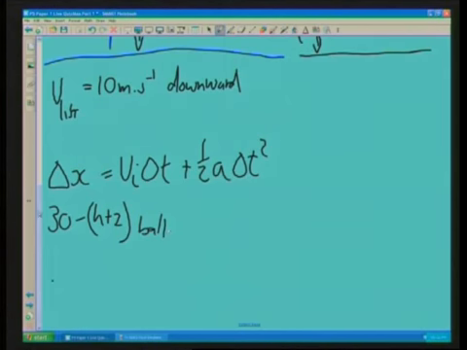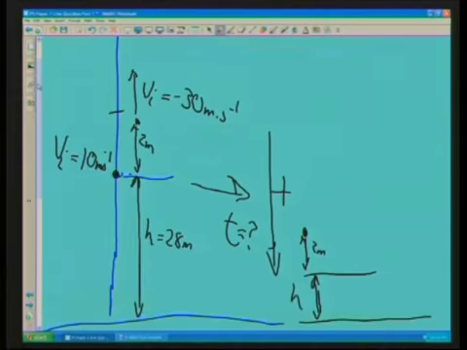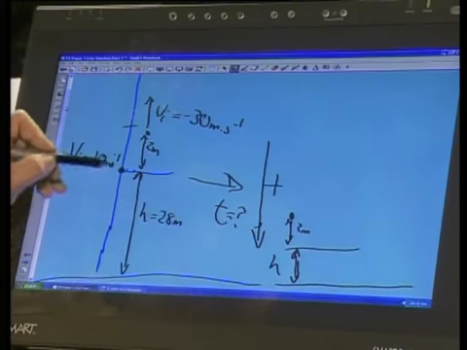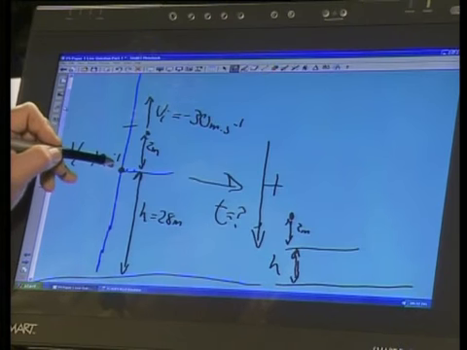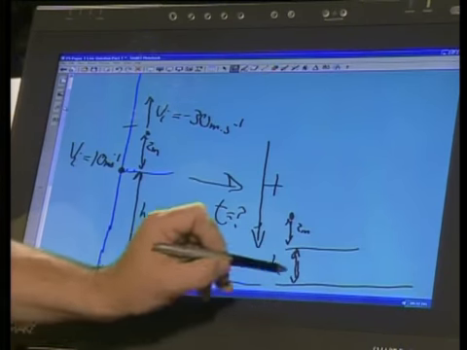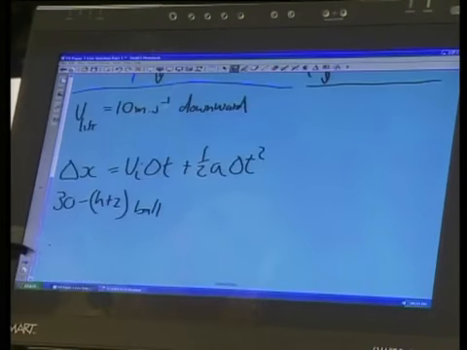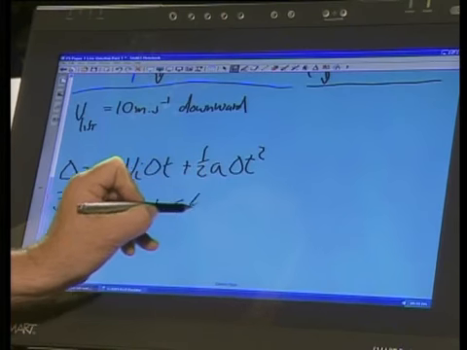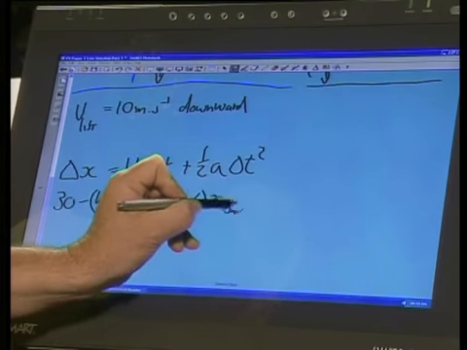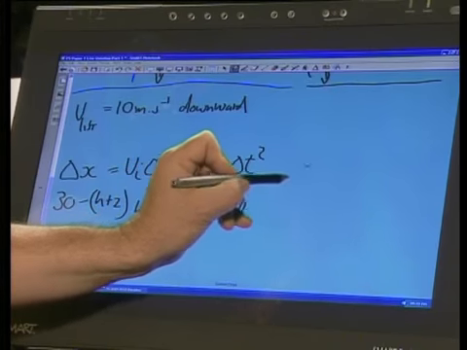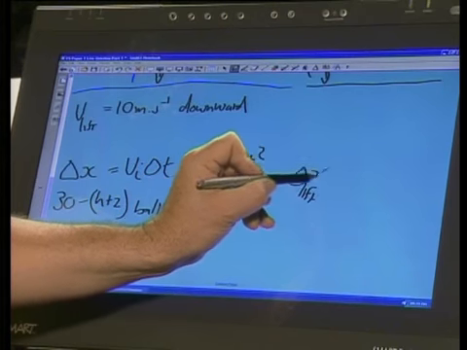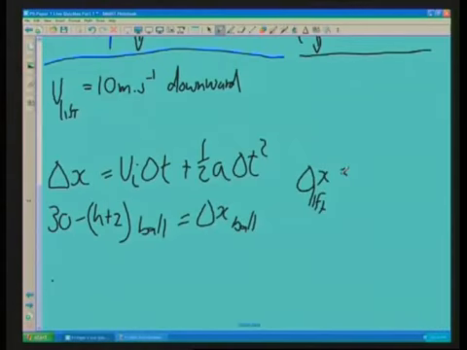What about for the lift? What's the lift story? Well, it started at 28, and the change in position that it's going to experience is 28 minus h, that final h. Are you with that? Okay. So we're going to have the change in position of the ball and the change in position of the lift. The change in position of the lift, we're going to say is 28 minus h.